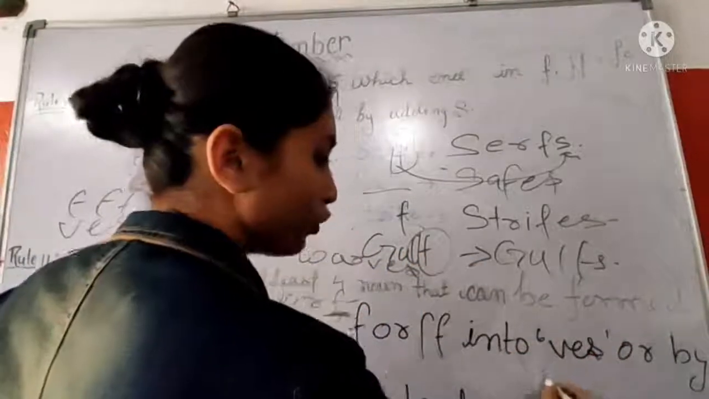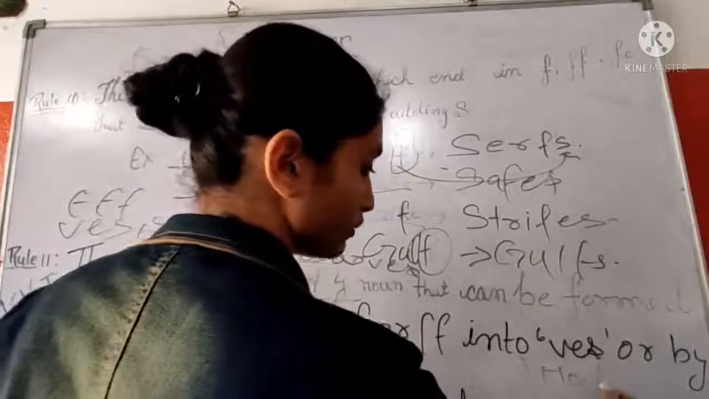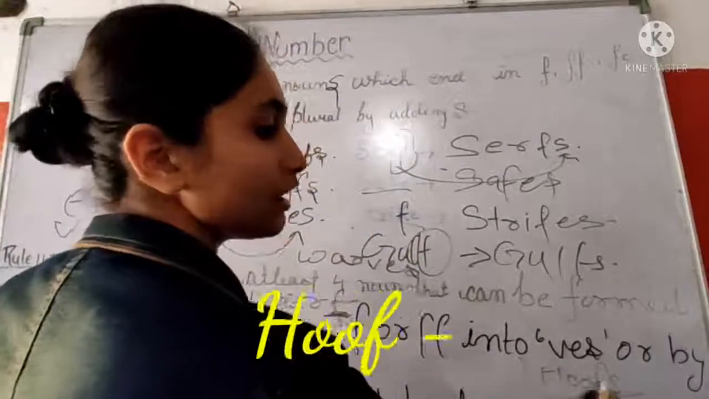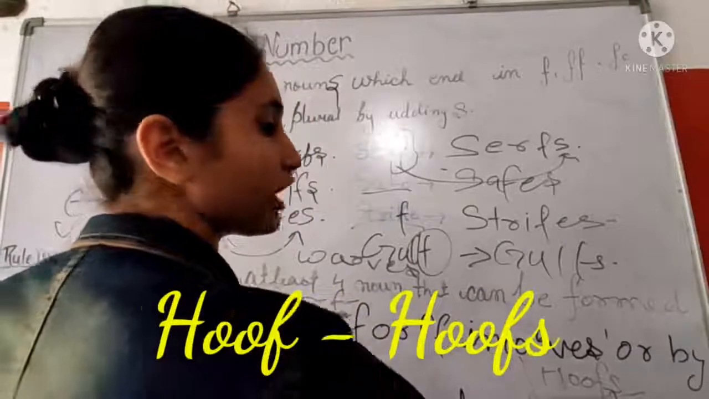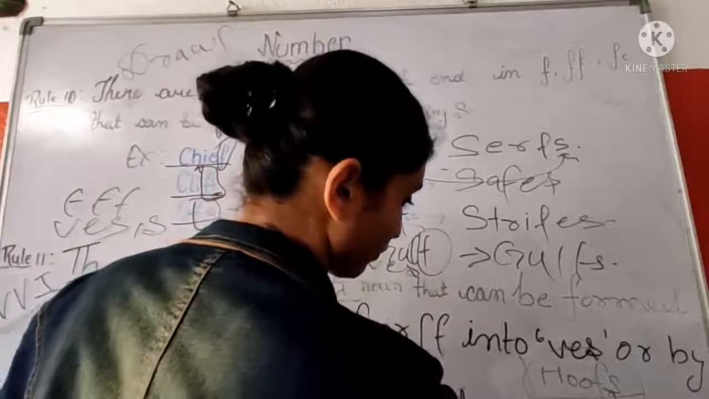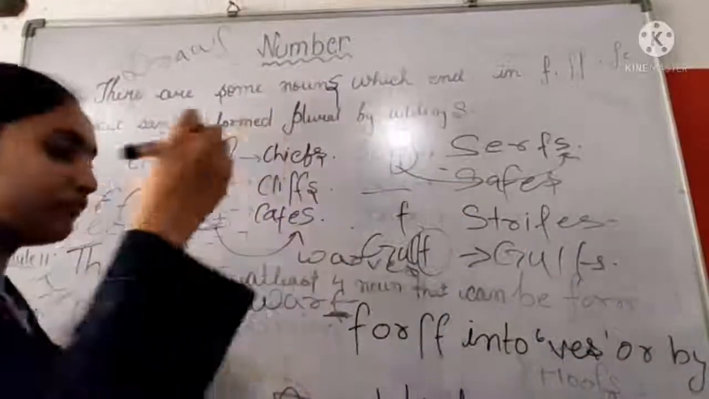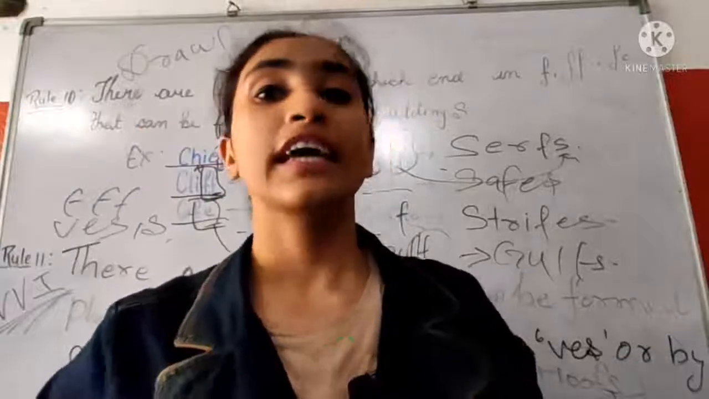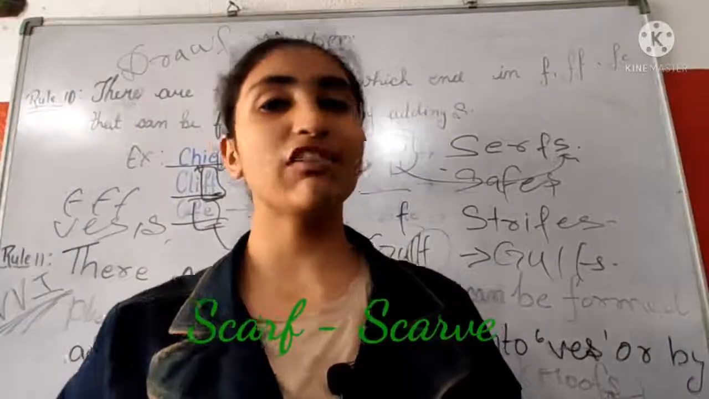Just like that, hoof. You will have to add s after F, then it will become hoofs. Again, scarf. So in scarf you will have to change F into VES. So this was it for today's session.